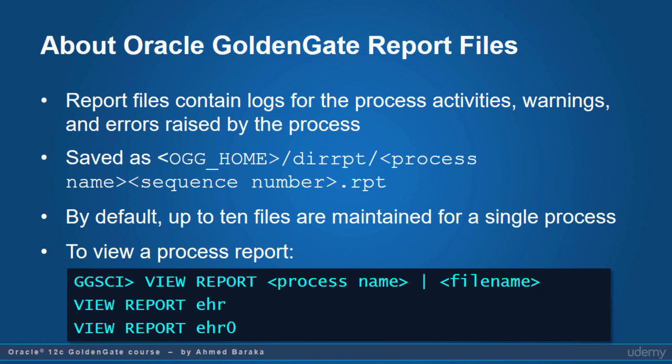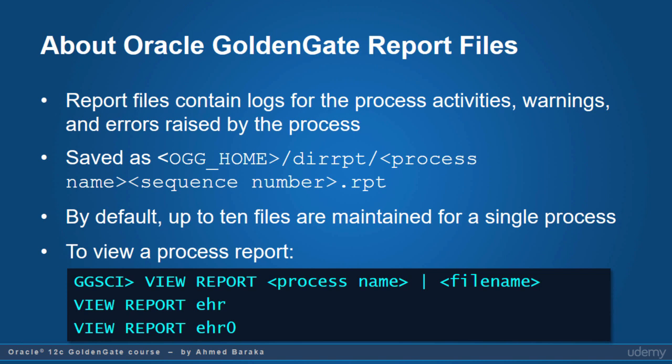By default, report files are saved in the subdirectory dirrpt under the Golden Gate home directory. Oracle Golden Gate keeps up to 10 report files per process. The file name takes the format of the process name followed by a sequence number and the extension RPT. The sequence numbers start from 0 up to 9. Each extract or replicate process generates a new report every time it starts up.